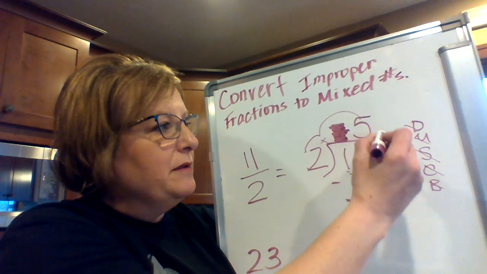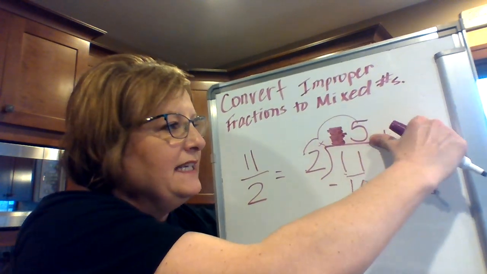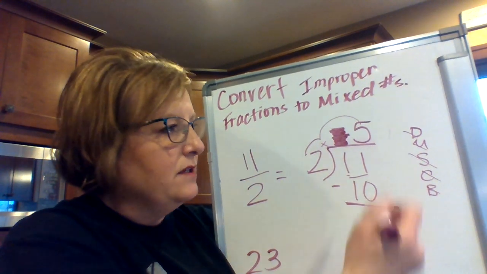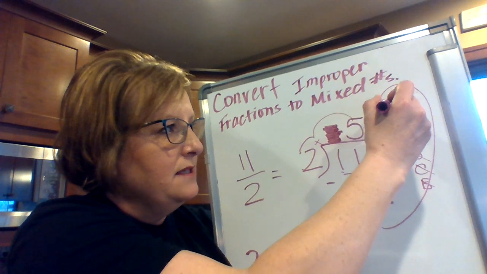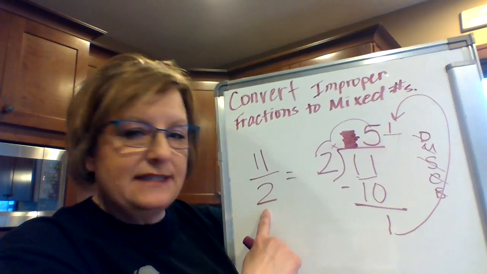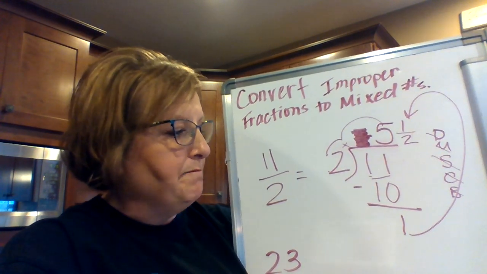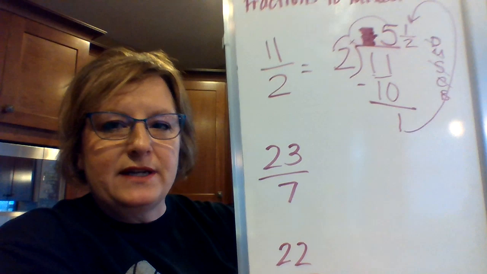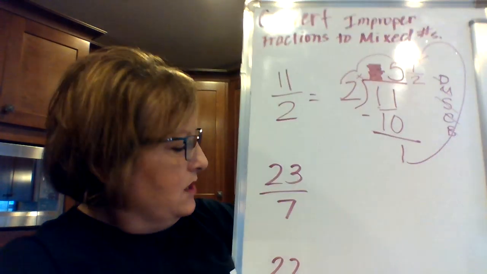So normally we would write 5 remainder 1. When we're finding mixed numbers from improper fractions, we take the remainder and that becomes the numerator. And then the denominator stays the same. Whatever the denominator was here stays the same. All right, let's practice this one. So 5 1/2 is equal to 11 halves.